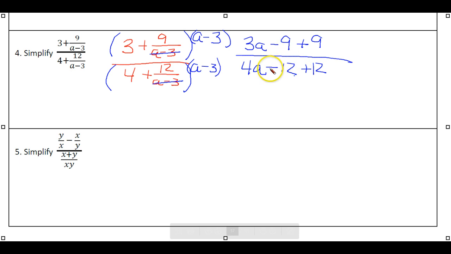Now notice here the negative 12 and positive 12 cancel out, so we can just erase that. And the negative 9 and the positive 9 cancel out. So for letter 4, this is our answer. It worked out pretty well there.